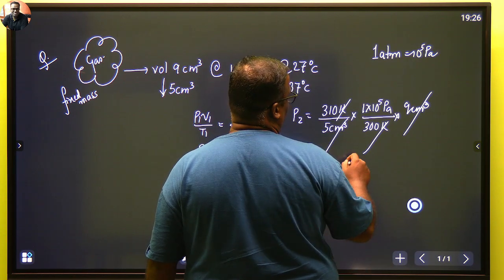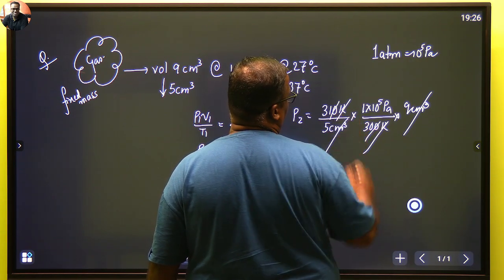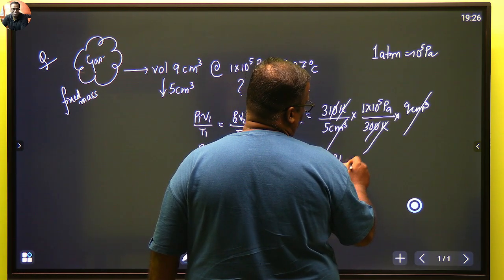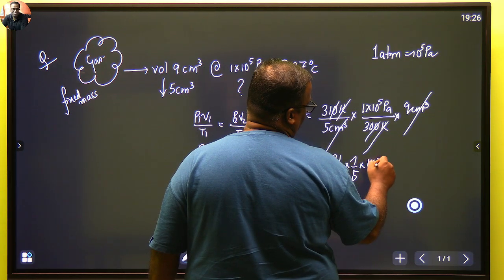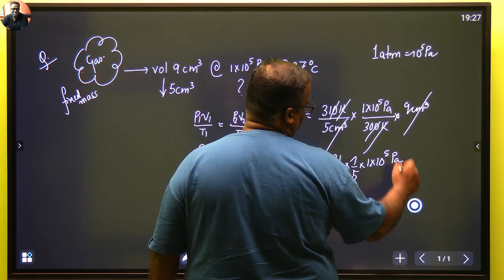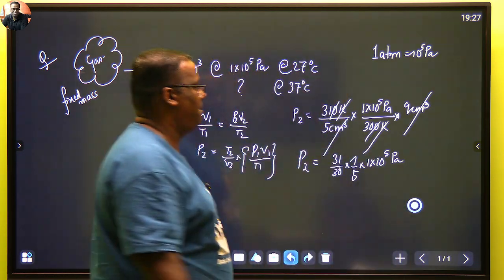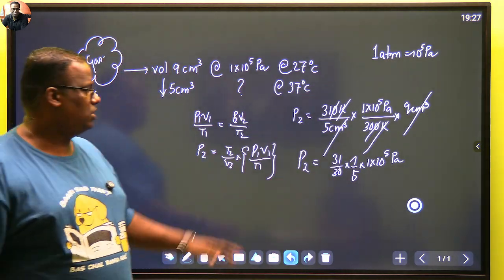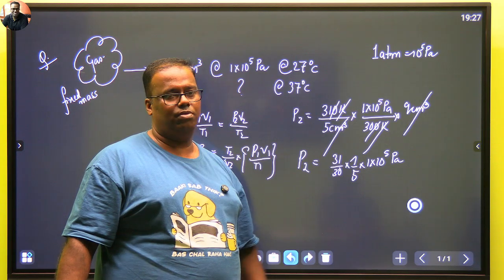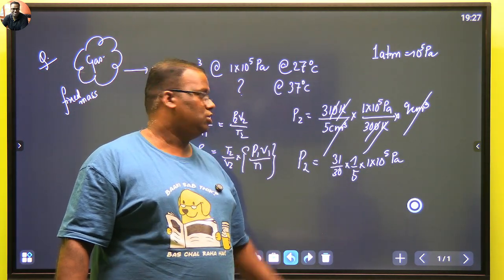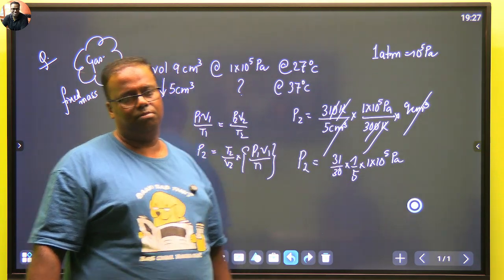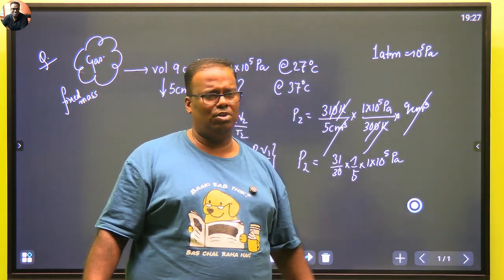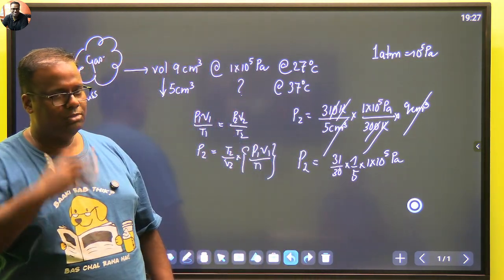So P2 equals, how much is it? The 0 takes away this 0. So this is 31 upon 30 into 1 upon 5 into 1 into 10 to the power 5. Solve this part. So this is approximately 1. So 1 by 5 is 0.2. 0.2 into 10 to the power 5, so 0.2 atmosphere, roughly. But you still do it. Use your calculator and get the right answer.